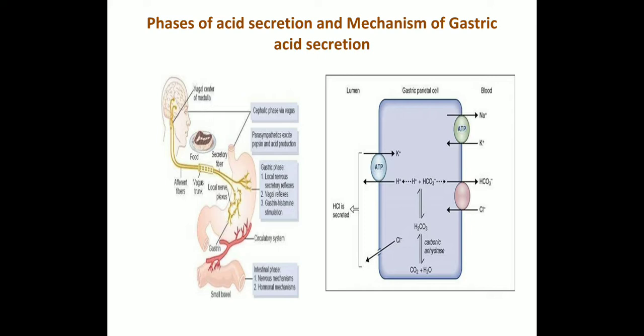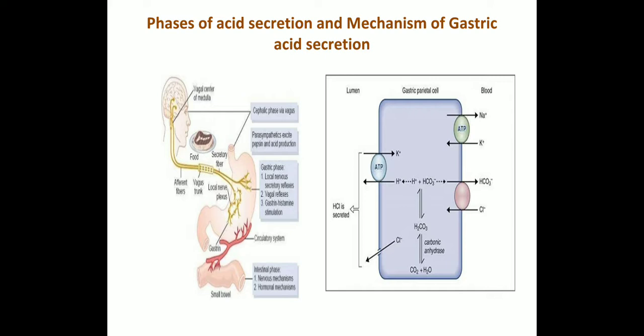And next, coming to the gastric phase. Once the food enters the stomach, the gastric phase secretion starts. This is because of local neuronal secretory reflexes. You have a local nervous system present in the stomach, or in the GIT, that is the enteric nervous system. So because of the enteric nervous system stimulation, as well as the vagal reflexes, it is also involving the endocrine and paracrine pathways.